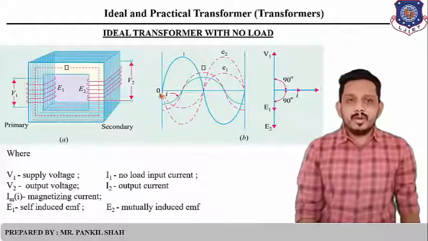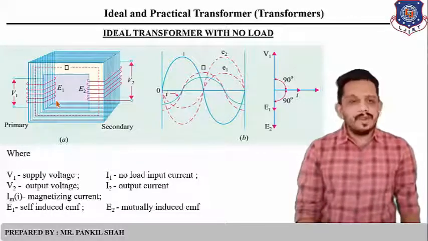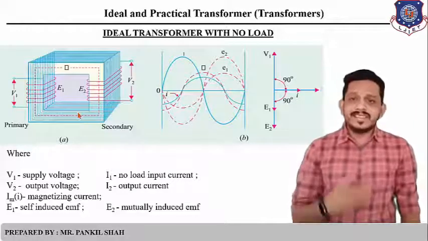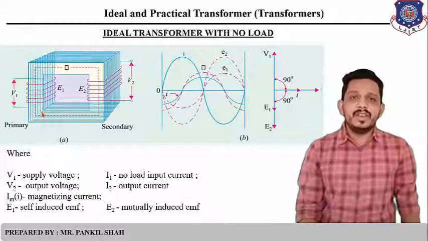Now let's talk about the current flowing through this primary winding. We know that the transformer core has iron particles, and we have wound one coil over it.